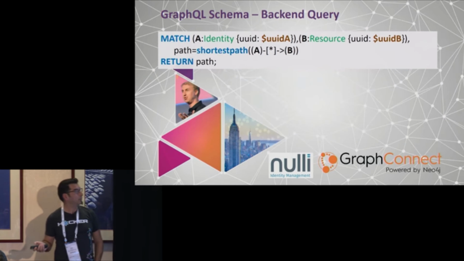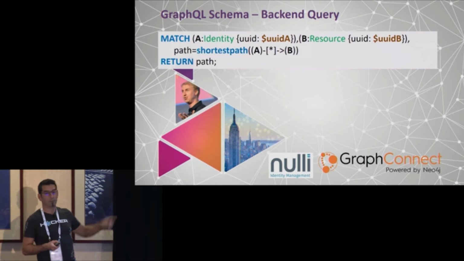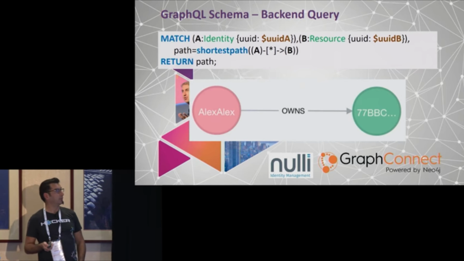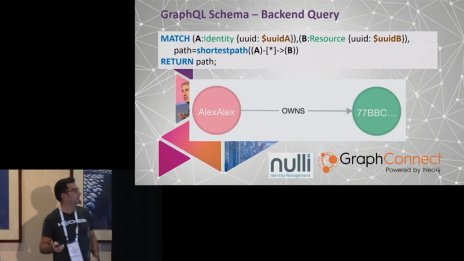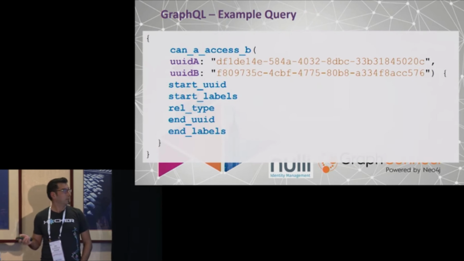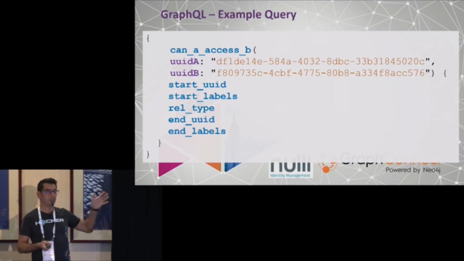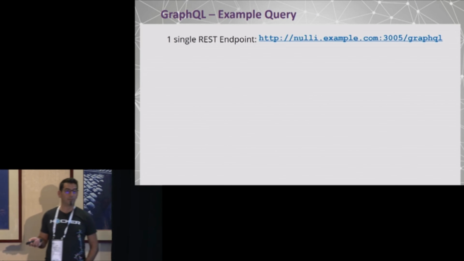And the query that we are reading and running is basically that. And as I mentioned, we're just finding the path between A and B. And if we find that path, then we can grant access. Pretty easy. And so this is what a query at runtime could look like. We just package it like that and run it through our one single REST endpoint, for example.